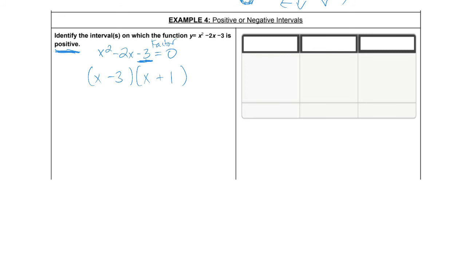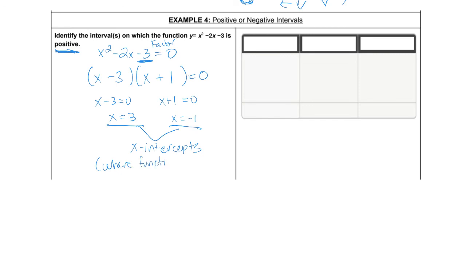Now let's solve for them. So set them equal to 0. So x minus 3 equals 0, x plus 1 equals 0. We get x equals 3, x equals negative 1. So these are our two x-intercepts. And this is where the function changes from negative to positive.